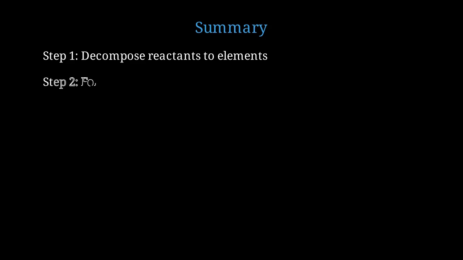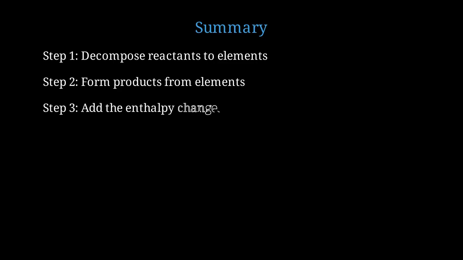Let's summarize the key steps in using Hess's law. First, we decompose the reactants to their elemental forms, reversing formation reactions. Second, we form the products from these elements using formation reactions. Third, we add all the enthalpy changes to get the overall reaction enthalpy. Our final answer is that the enthalpy change for this thermite reaction is negative 1,792 kilojoules, indicating a highly exothermic process.